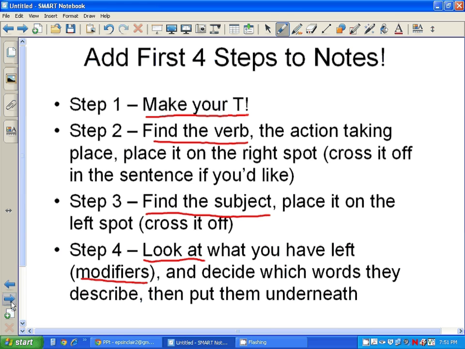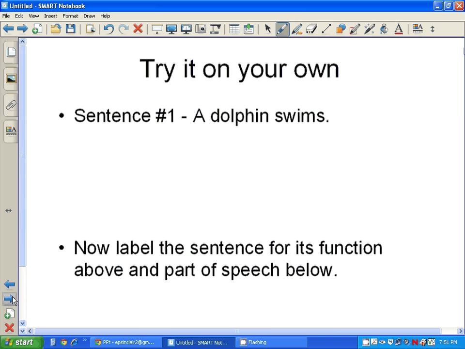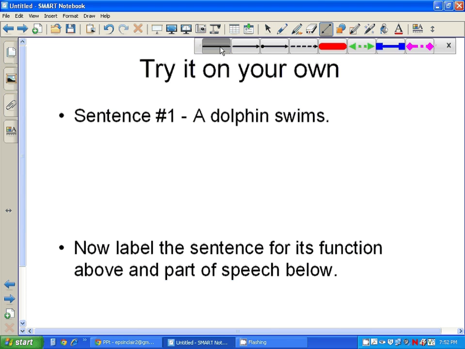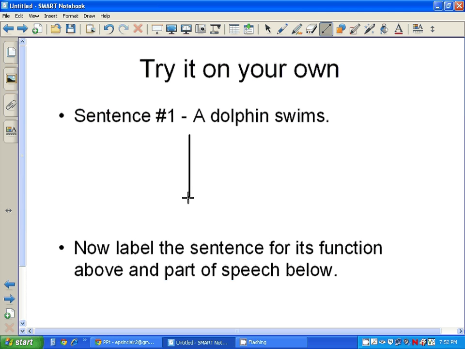All right, moving on. Sentence 1: a dolphin swims. We'll do this one on our own. Well, I'll do it for you first, but if you want to try it on your own, you can go ahead. If not, here's how we would do it. Step 1, make the T. And as always, we're going to find our verb first, which would be swims. We're going to write that in. Who or what swims? Dolphin.